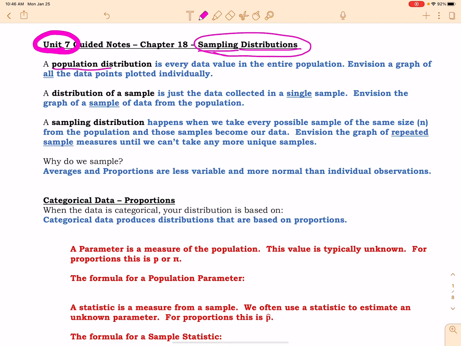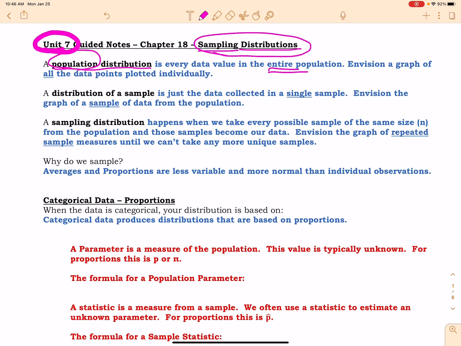We've got a population distribution. So when I talk about population, that means everything or everyone in that population. I'm talking about the entire thing. So you're envisioning basically a graph of every possible data point that can be plotted individually to create the population distribution. Now, use a little common sense here. In reality, are we ever going to have every single piece of data within a certain population? Probably not. So we need a way of estimating that.